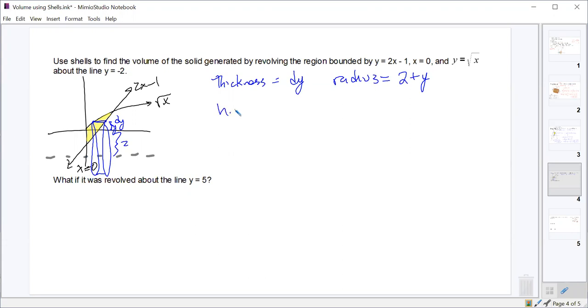But let's think about the height now. So if we think about the height, from y equals 0 to y equals 1, what is our height? It's the linear one, right? Minus the root function.